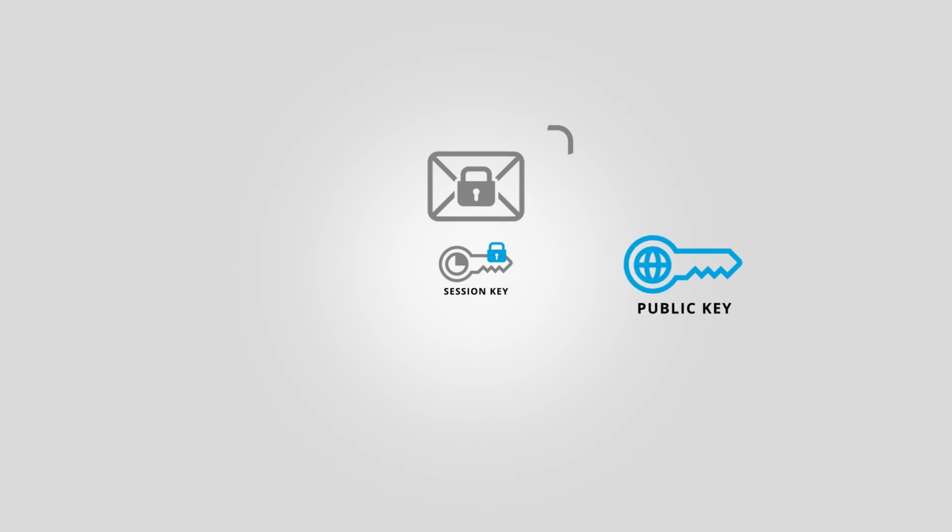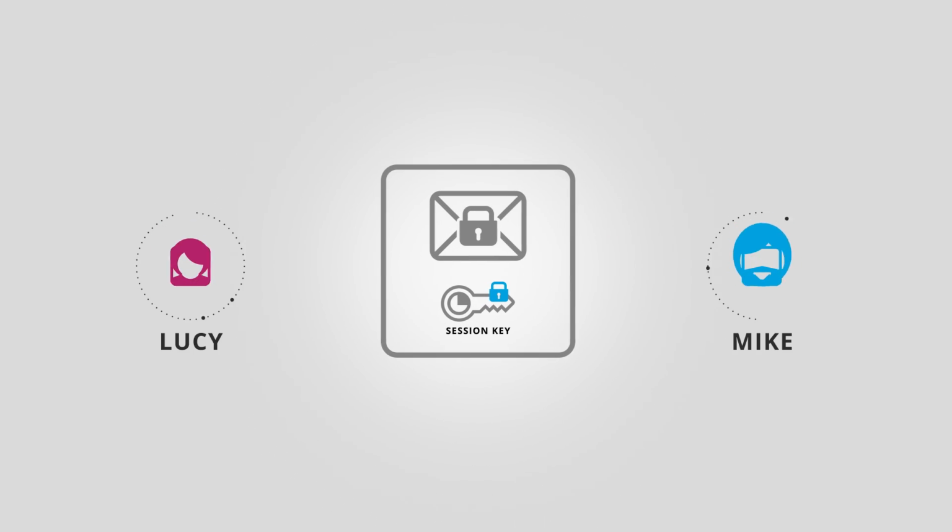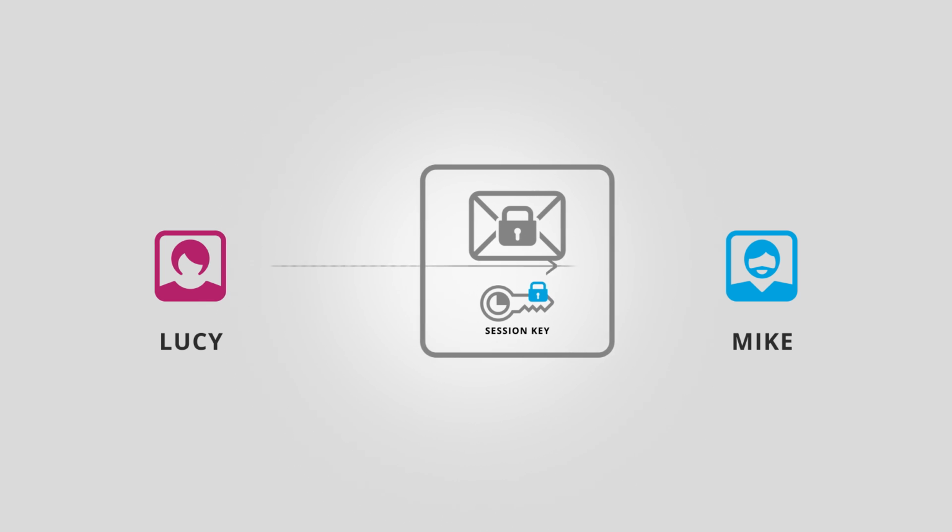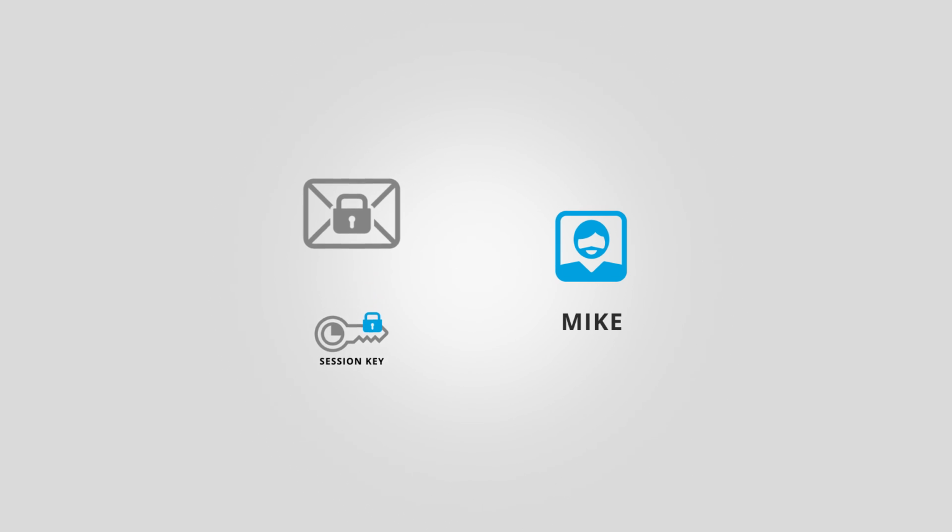In the background, Guard generates a session key and encrypts the email and any attachments. Guard then gets Mike's public key and uses it to encrypt the session key. This is all then put together in an email and sent to Mike. It is now safe from attacks or interception. Now, only Mike can get to the contents of the email using his private key.